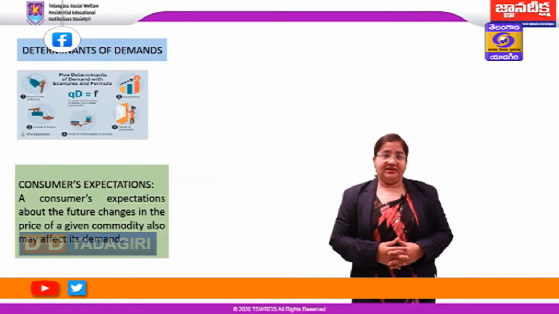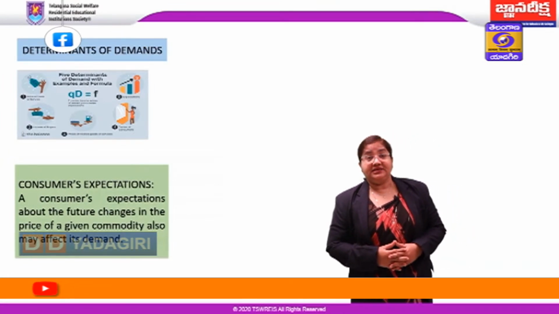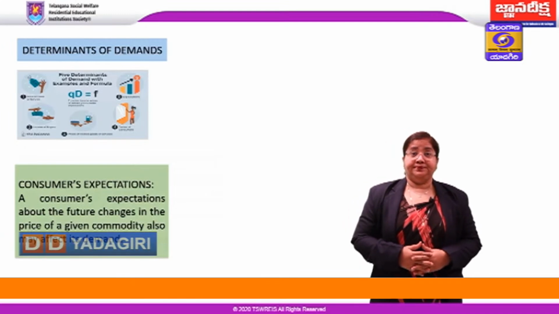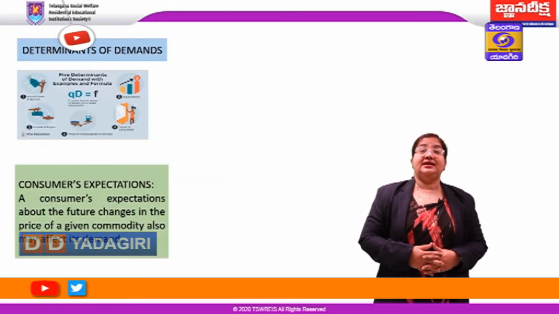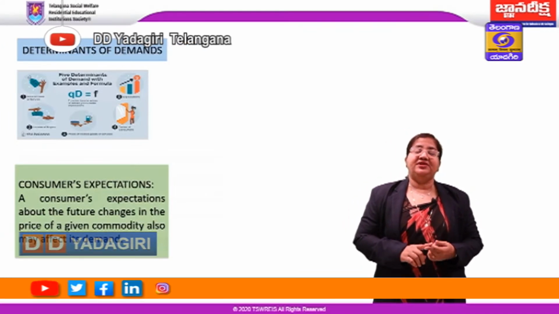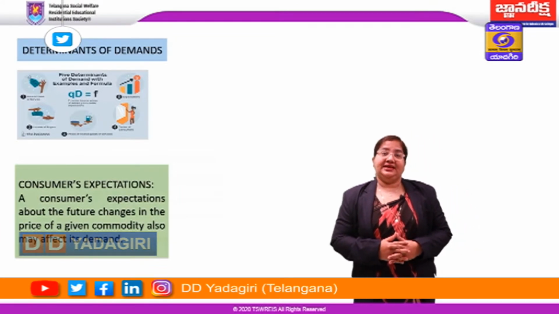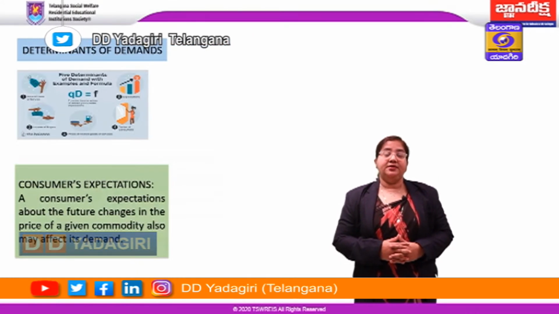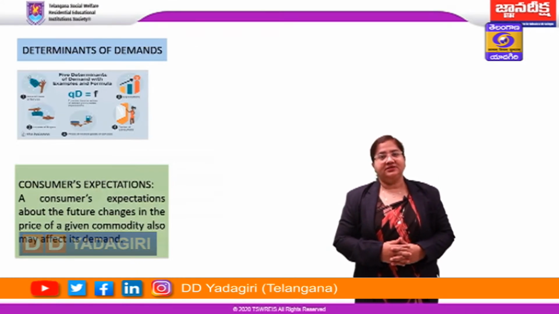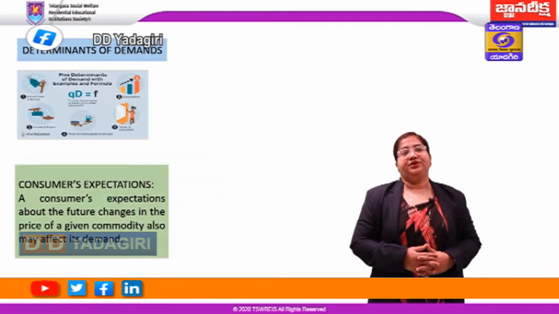For example, when a consumer expects prices to fall in future, they tend to buy less at the present prevailing price. Similarly, if a consumer expects prices to rise in future, they will tend to buy more at present. So this is one of the factors which affects the demand for the commodity.